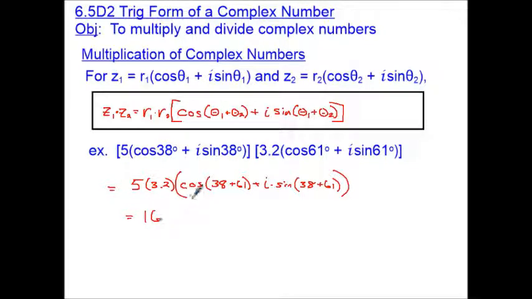And then I'll drop to my cis notation now. So cis of 38 plus 61 is a nice clean 99. There's my degrees. So very, very quickly you can get a result from there. Of course, if you need the standard form of that, just figure out cosine of 99, sine of 99, and then distribute the 16. And you'll have exactly what you need.